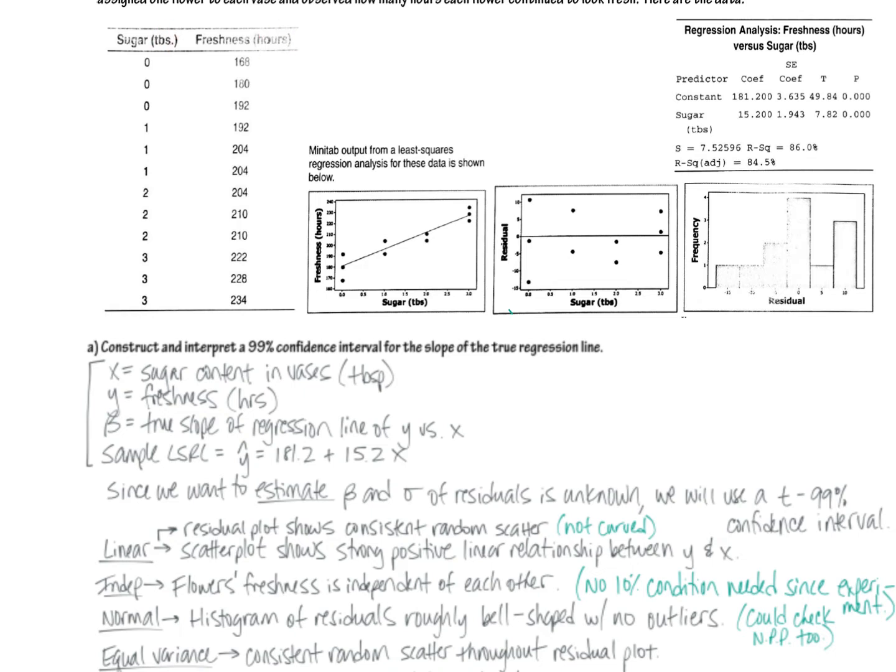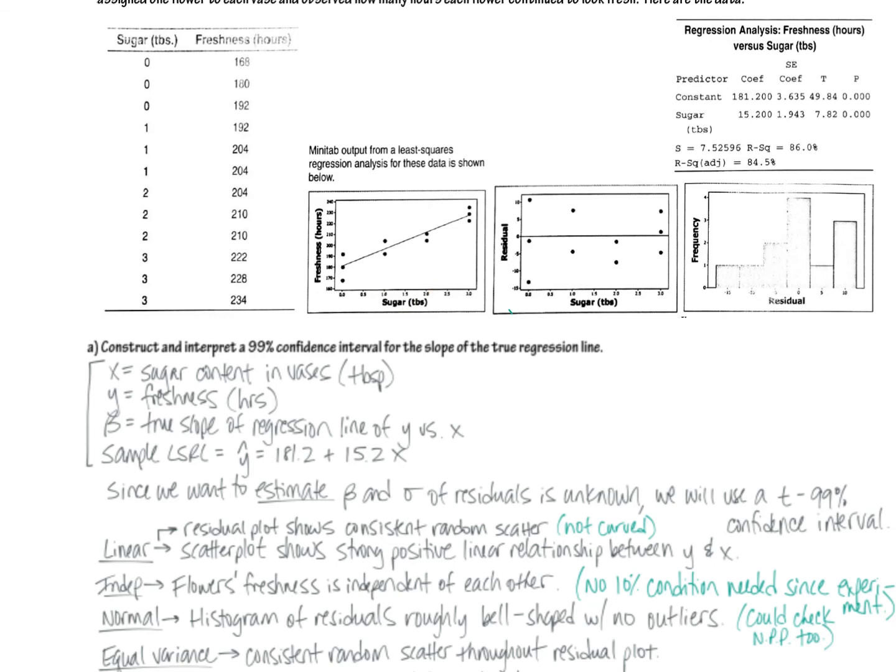You can get that from the table or from the wording of the question way above. And also define this beta, it's like cursive B. That's the true slope that we're trying to estimate here. So we're trying to estimate, by coming up with an interval, what the true slope of this line is, and we just did a sample, and it's the true slope of the regression line of y versus x. If you remember from chapter 3, you always do y versus x, so freshness versus sugar.